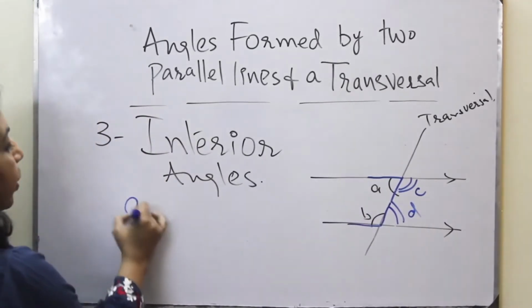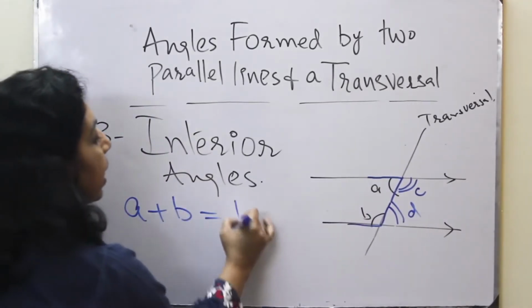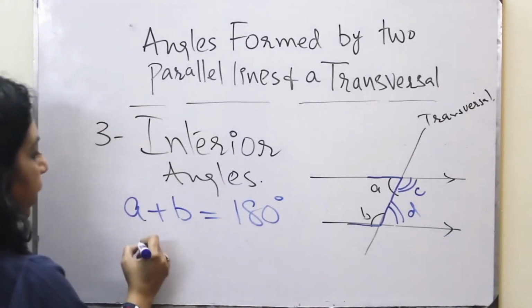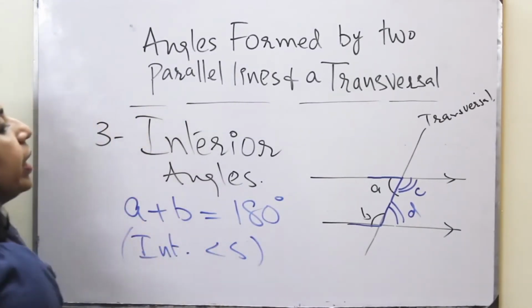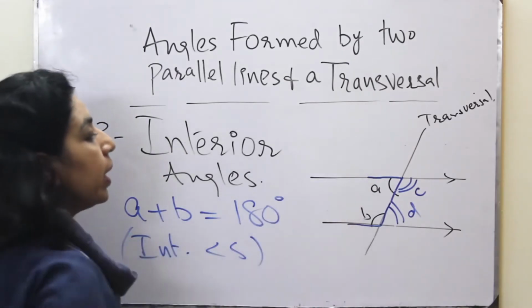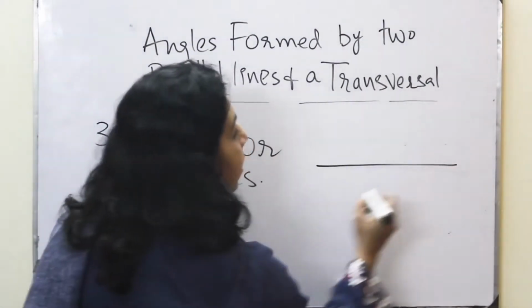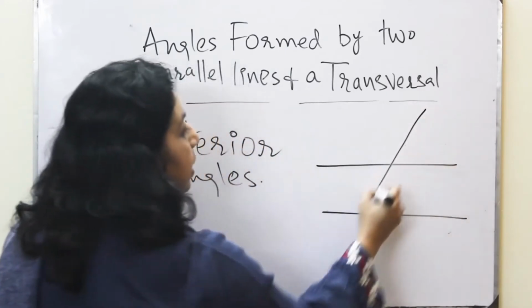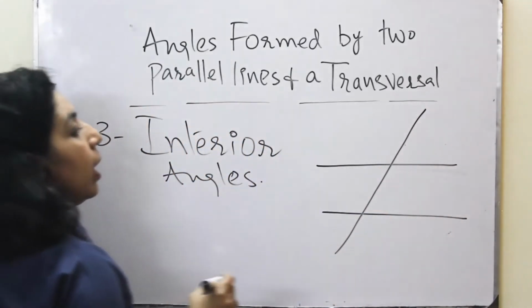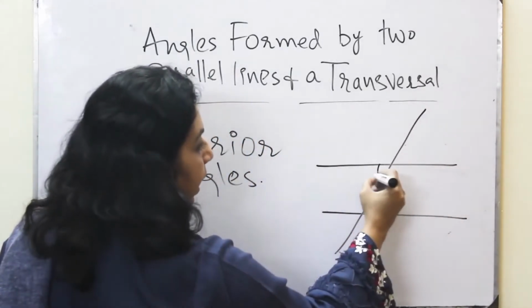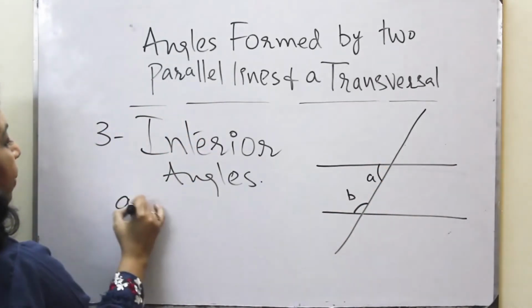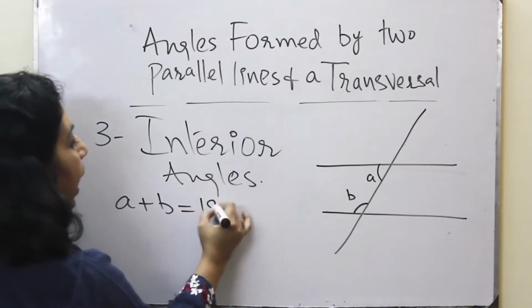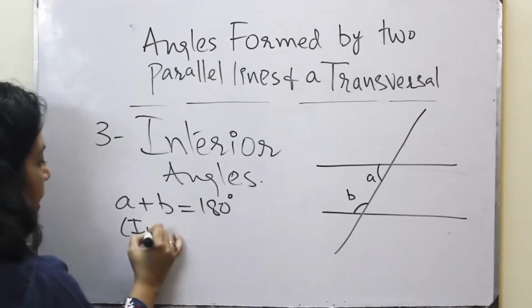Interior angles, if we say A and B are interior angles, they sum to 180 degrees. The abbreviation is INT, interior angles. The sum of a pair of interior angles is 180 degrees. There should be a question in your mind: why is the sum of interior angles 180? If we take this angle here and the other interior angle here, I say that A plus B equals 180, and these are interior angles.